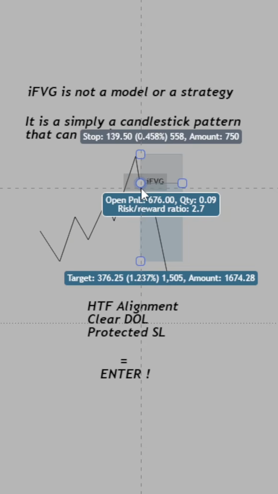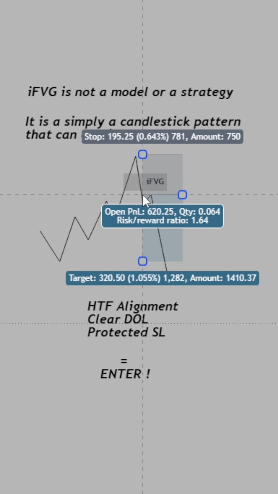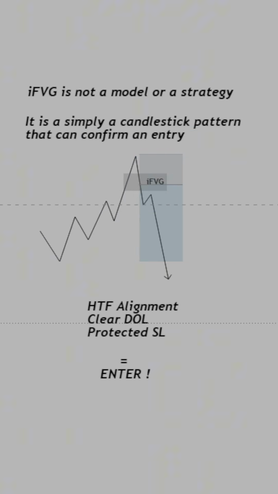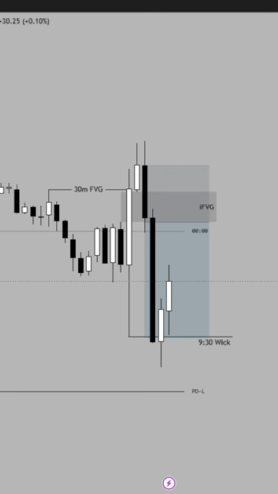And it doesn't matter if I take my short position up here, or if I take it down here, or if I take it all the way up here. It doesn't matter if I get an inversion, because if my higher time frame is aligned, if my draw on liquidity is correct, if my stop loss is clearly protected, my trade idea will deliver. And as you can see in this case, it delivers super cleanly to the 930 wick.